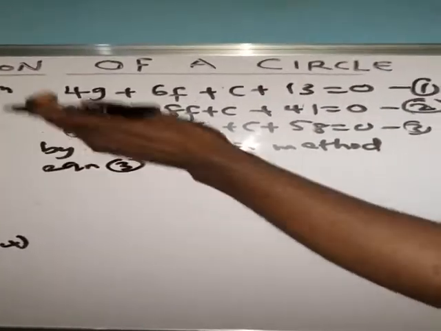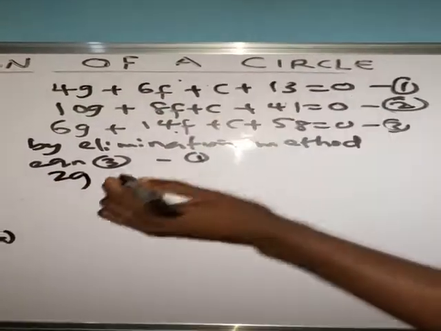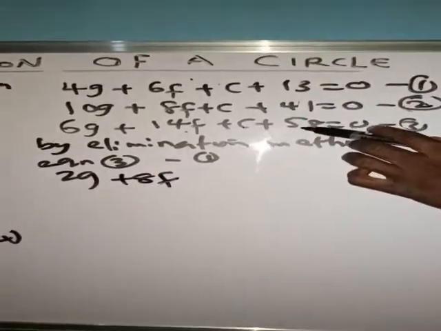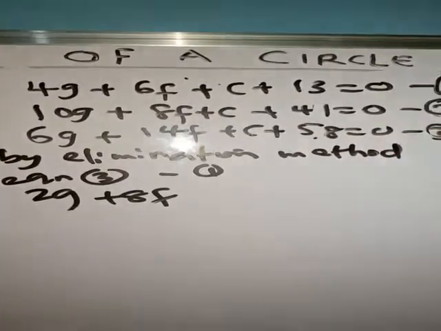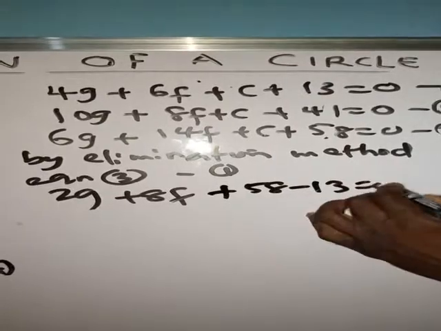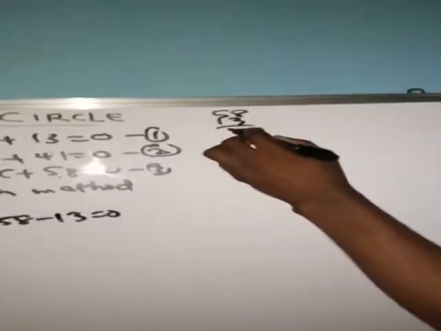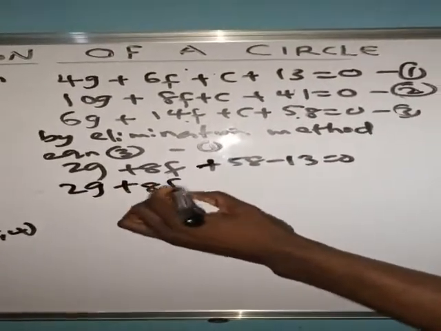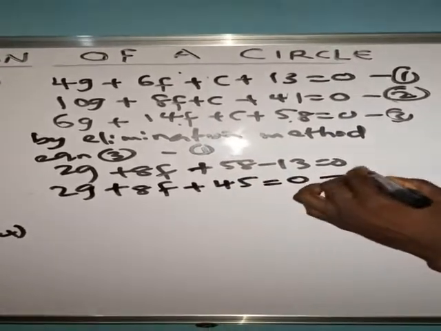So that's 6g minus 4g gives 2g. 4f minus 6f is minus 2f... then c minus c is 0. Then we have 58 minus 13. 8 minus 3 is 5, 5 minus 1 is 4. So we have 2g plus 8f plus 45 is equal to 0. This is a new equation 4.